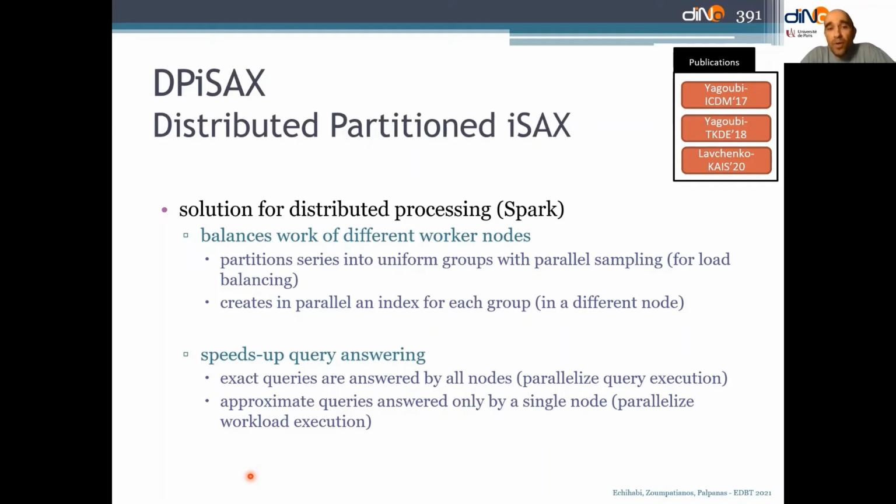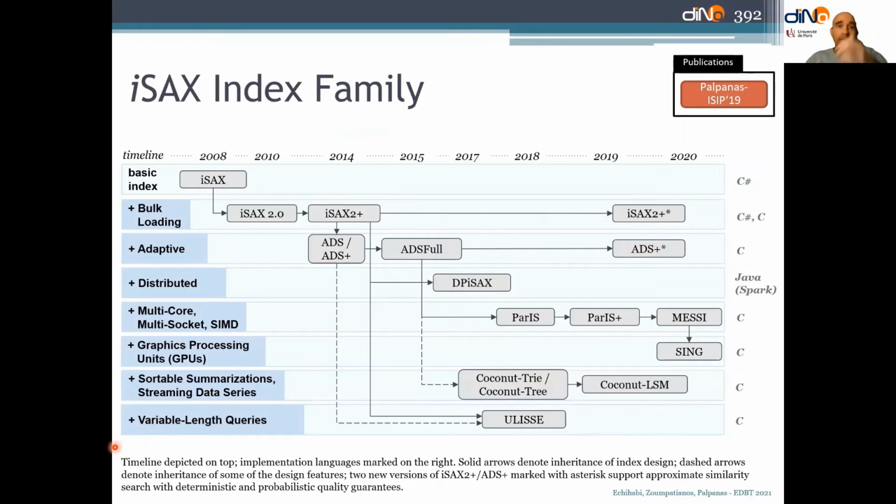So DB Isaacs speeds up query answering. Exact queries are answered by all nodes through parallel query execution. Approximate queries are answered only by a single node, the most promising one based on the distribution on the partition, on the data partitioning that we have done. And in this case, we achieve parallelization in the workload execution. So this picture summarizes the Isaacs index family. And you can see the different functionalities that are supported from the different Isaacs indexes, as well as how each index inherits properties from previous ones.